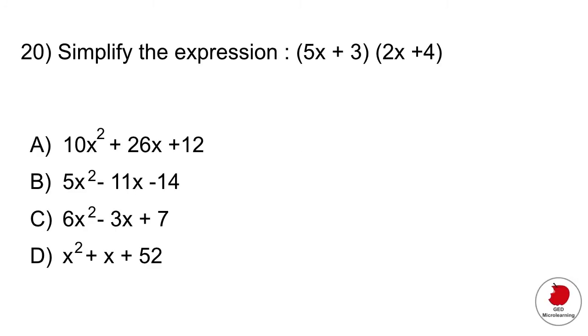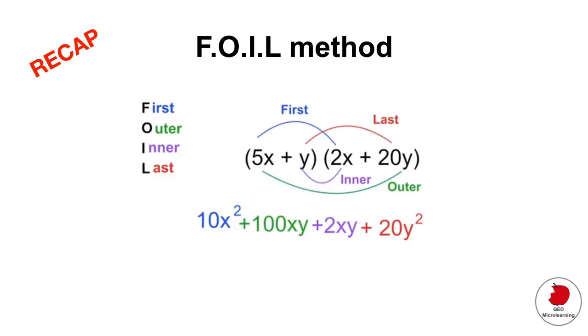All right, so the next question asks you to multiply these two expressions or simplify the expression. And one technique that you could use is the FOIL method. So just a recap, the FOIL method is an acronym for this. So whenever you have to multiply these expressions, first you're going to multiply the first two terms in your parentheses, followed by the outer terms, then the inner terms, and then the last terms.